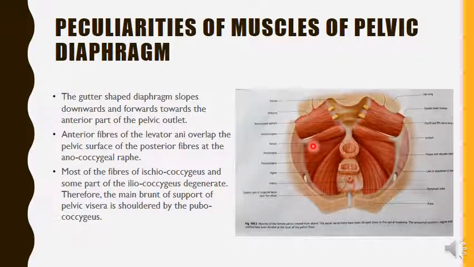Because some fibers of iliococcygeus and posterior fibers of the ischiococcygeus are degenerated, in the ischiococcygeus the degenerated fibers are forming the sacrospinous ligament, right? So these are the peculiarities of the muscles of the pelvic diaphragm.